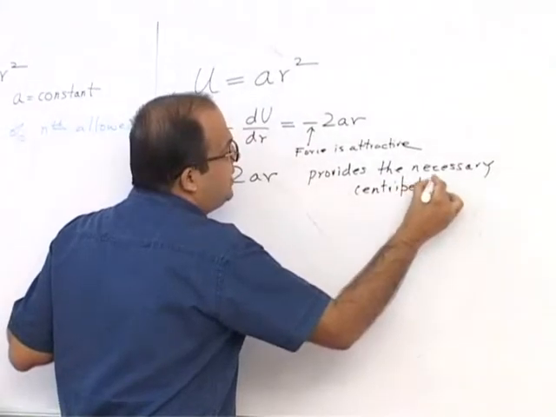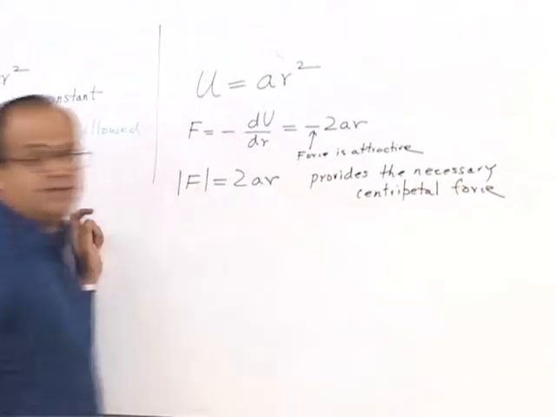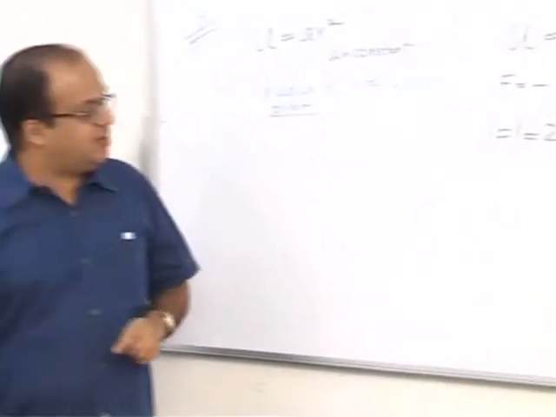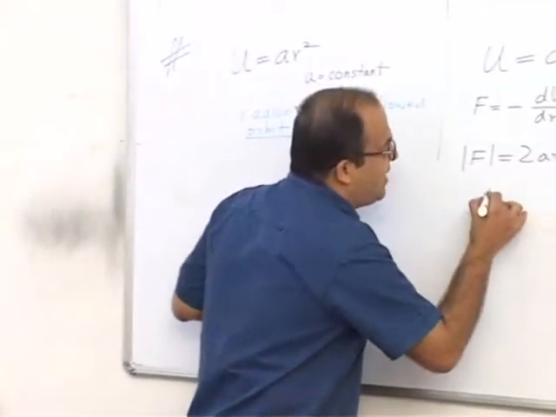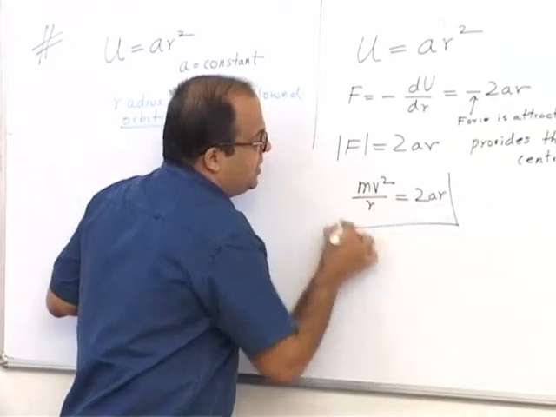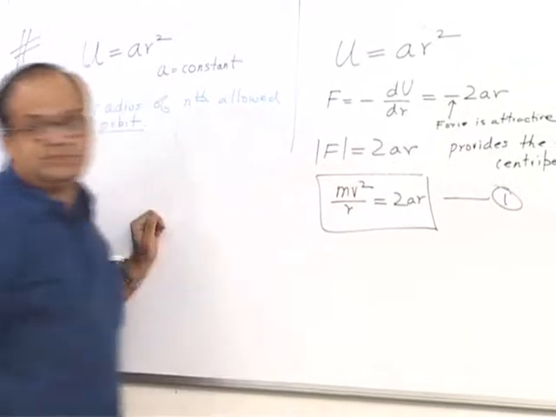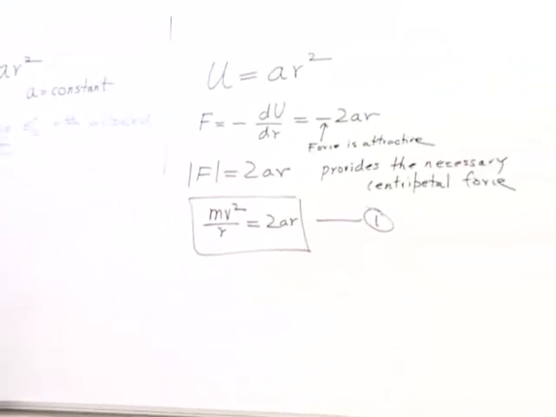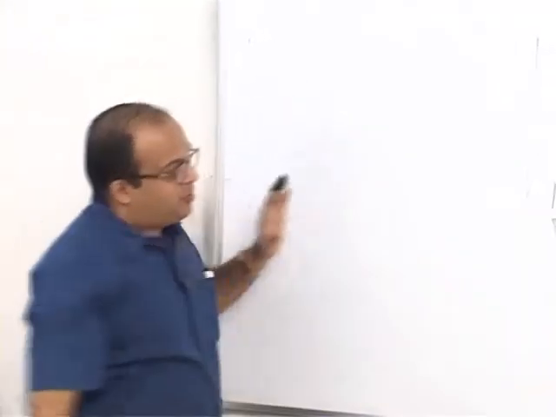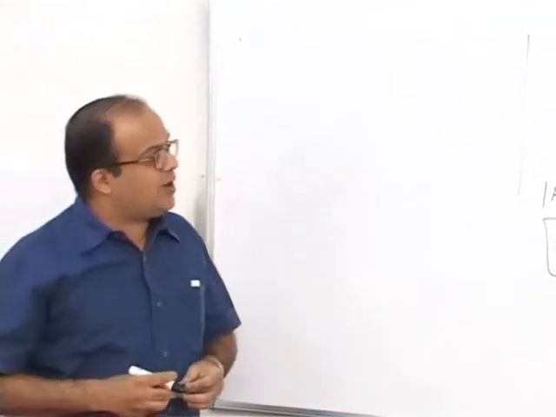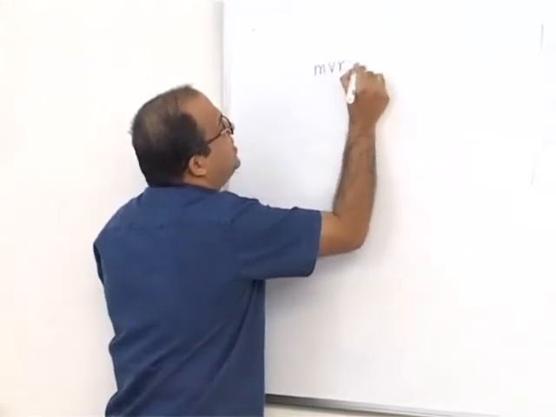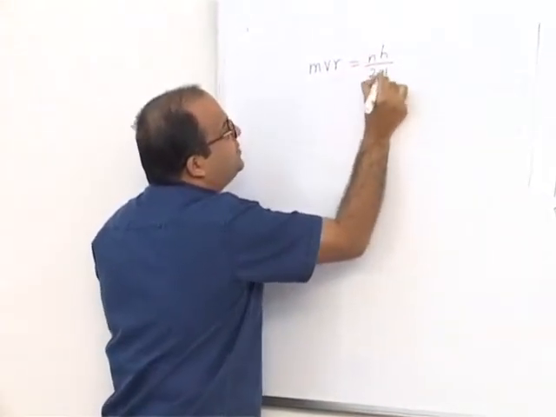The particle is moving in a circular orbit. It needs a centripetal force. So this force provides the necessary centripetal force, which means mv square by r is equal to 2AR. This is the first equation. The problem is telling us that Bohr's model of quantization of angular momentum is valid. That means mvr is equal to nh upon 2 pi.